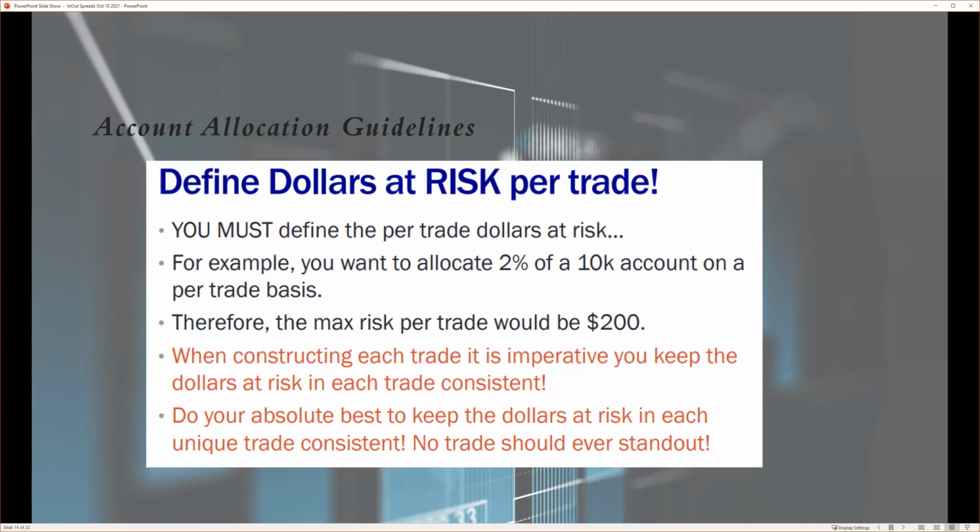So, account allocation guidelines. Define dollars at risk per trade. You must define the per trade dollar at risk. Remember, we have done this many times. For example, you want to allocate 2% of a 10K account on a per trade basis. That means if you have a $10K account, all your spreads are going to be $200. When you are constructing each trade, it's imperative that you keep dollars at risk in each trade consistent.